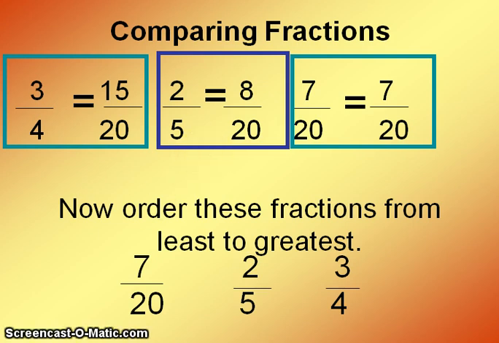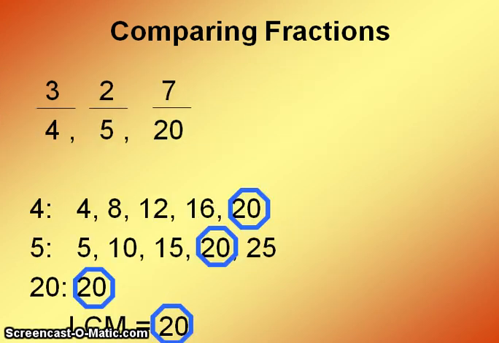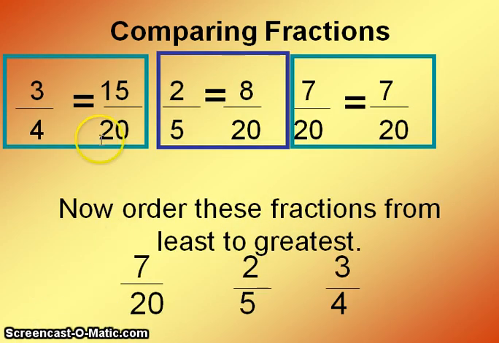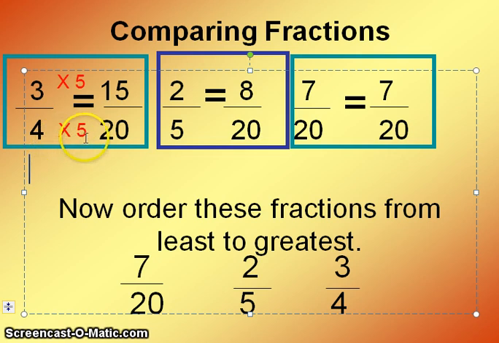Now what we have to do here is multiply each of the denominators by a number that will get us to the lowest common multiple. If we refer back to this, 4 times what number gives us 20? 1, 2, 3, 4, 5. So 4 times 5 gives us 20. So we multiplied the denominator by 5 to get 20.